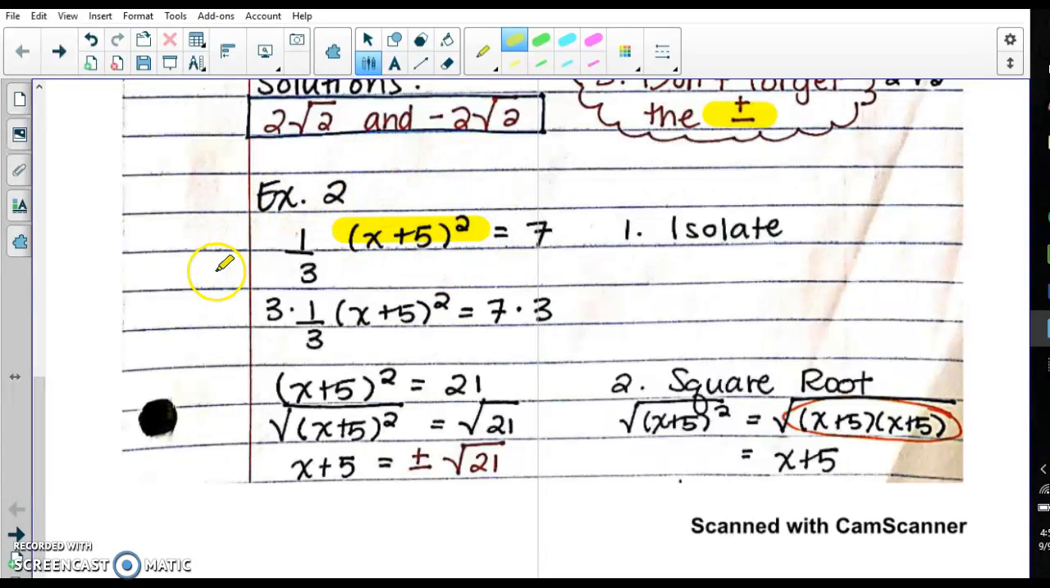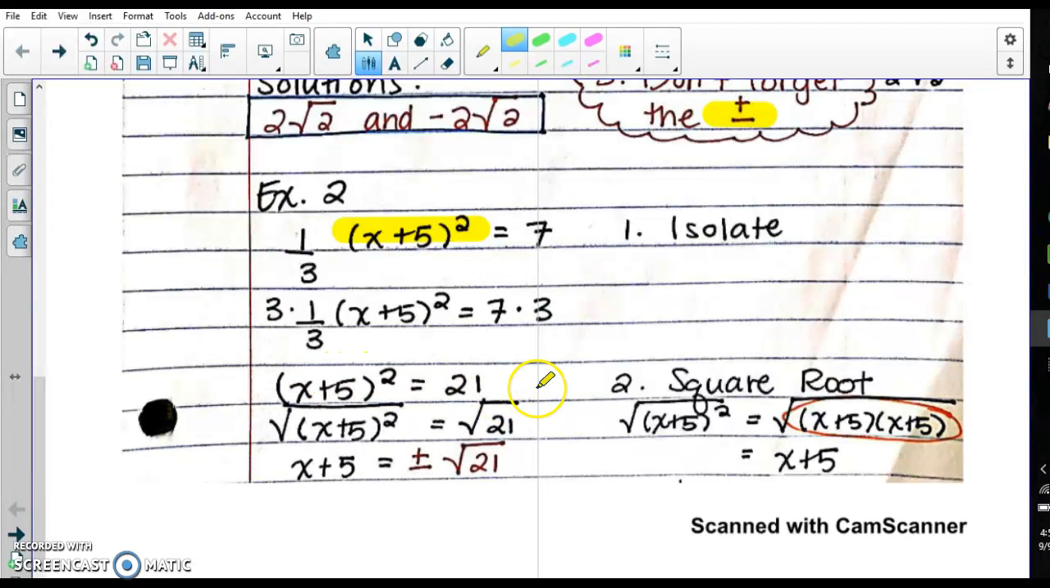So first I'm going to multiply both sides by 3, because that's the reciprocal of 1/3. And that's the way that you can cancel out the 1/3. You could also divide by 1/3 in your calculator. You're going to get the same answer. So I multiply both sides by 3. And so that cancels out 1/3, and this becomes 7 times 3, which is 21. Now I have x plus 5 squared equals 21.